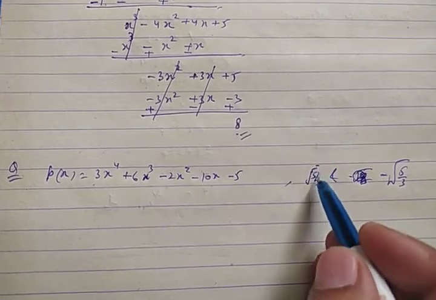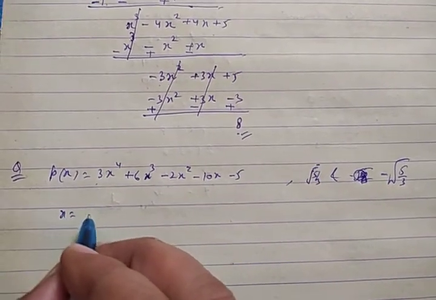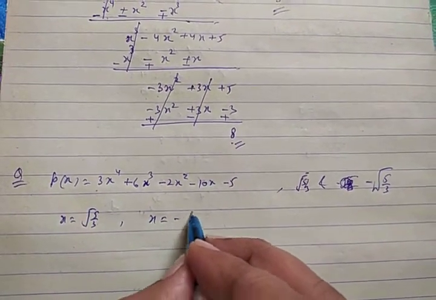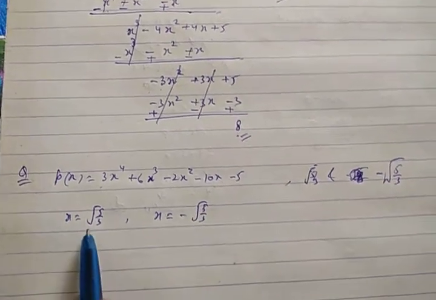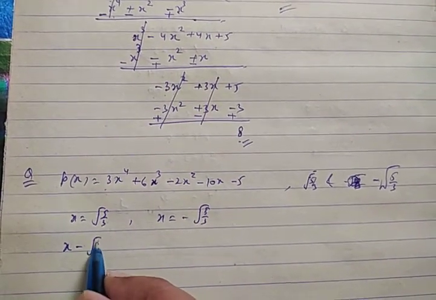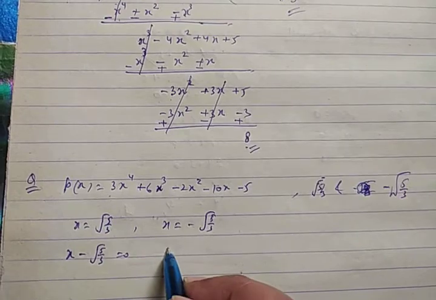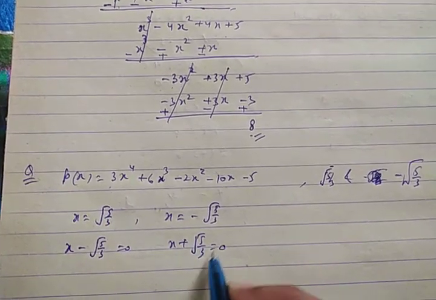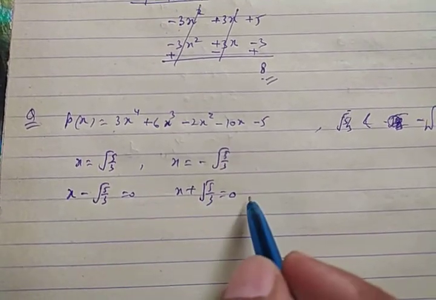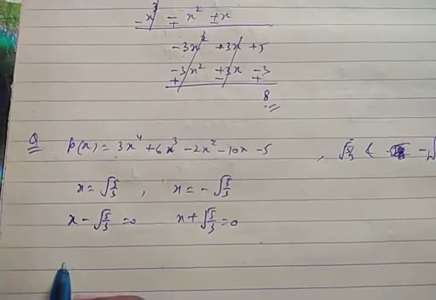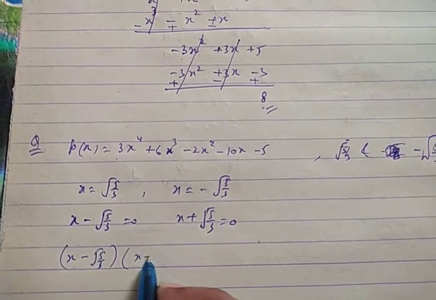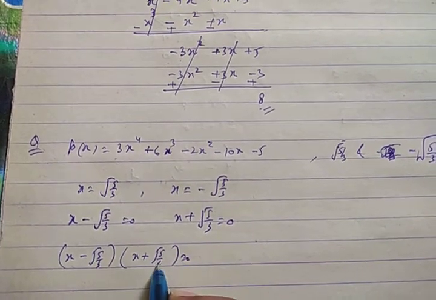Zeros means the value of x have been given. X is equal to under root 5 by 3 and another x is equal to minus under root 5 by 3. Now shift this expression number to the left side. This will become x minus under root 5 by 3 is equal to 0. X plus under root 5 by 3 is equal to 0. Now multiplying these two expressions, you can take equation 1 and 2 then multiply, or simply you have to multiply. When you will multiply, you will get x minus under root 5 by 3 into x plus under root 5 by 3 is equal to 0.